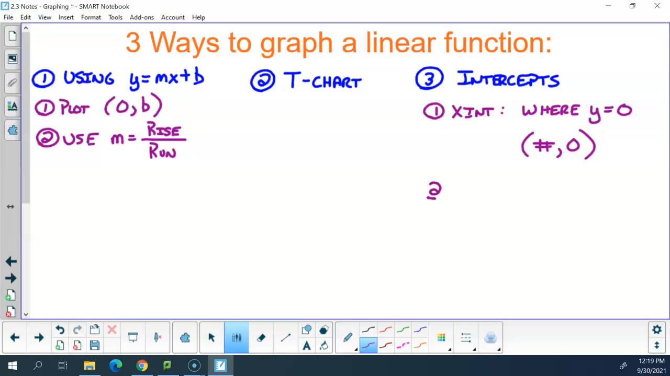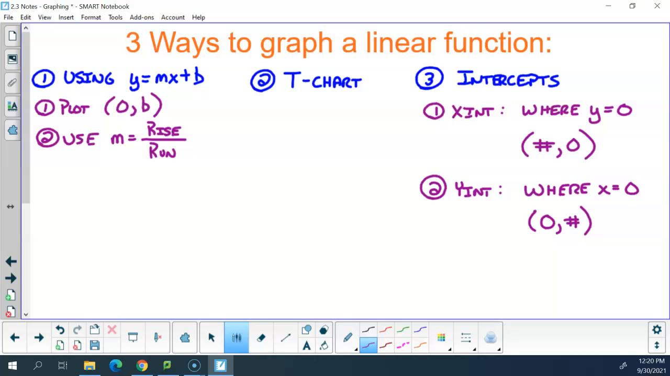0. Then you can solve for the y-intercept. That's where x is equal to 0. So that would be, again, the point (0, some number). Then we can connect those 2 points. And that gives us our line.